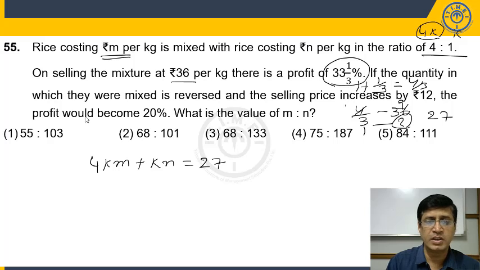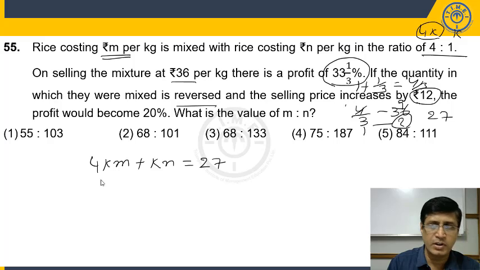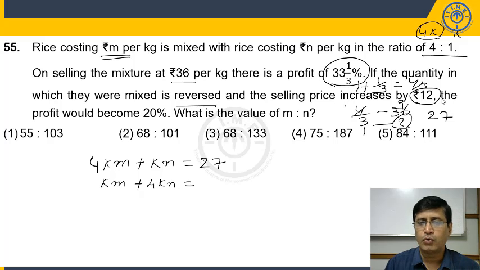Now what is he doing here? He is reversing the ratio, and selling the article at 12 rupees more than the previous price. What is the reverse of the ratio? 4:1 will become 1:4. Then what you will get is k into m, that is km, and 4k into n is equal to 4kn, which is equal to 12 plus 36, that is 48.